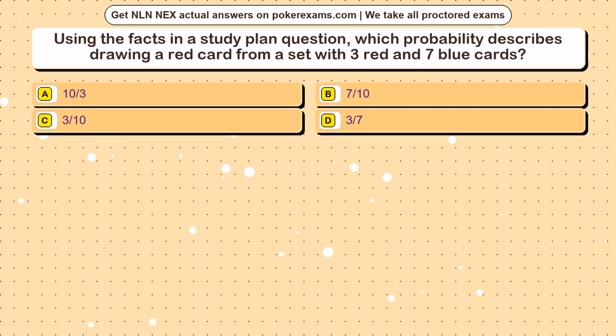Question 16. Using the facts in a study plan question, which probability describes drawing a red card from a set with 3 red and 7 blue cards? Option A, 10/3. Option B, 7/10. Option C, 3/10. Option D, 3/7.